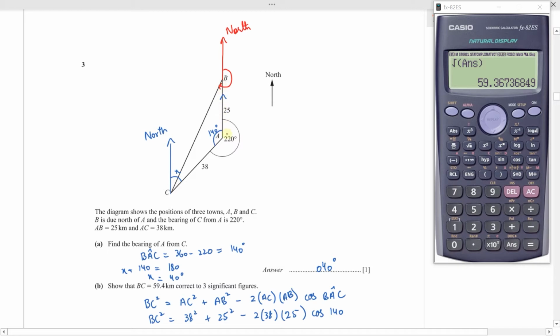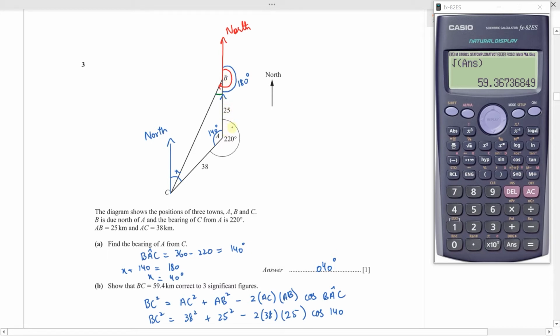But since B is north of A, this is a straight line, AB, and this red line that I've drawn, which is the north, is a full straight line. So that means up till this point, this angle is 180 degrees. If I can calculate this inner angle, I can add this green angle to this 180 to get this full angle, which will give me the bearing of point C from point B.